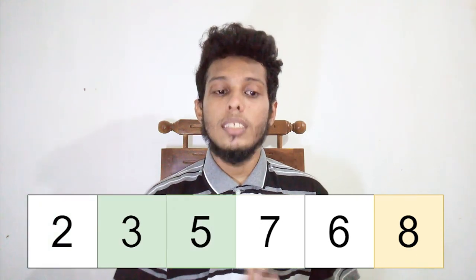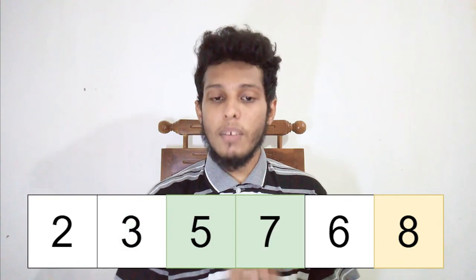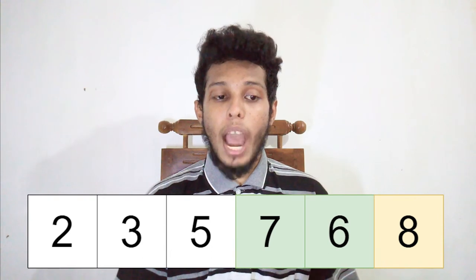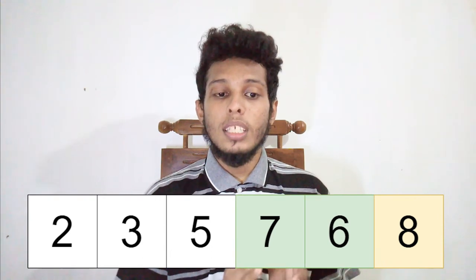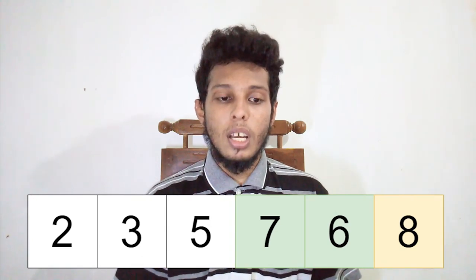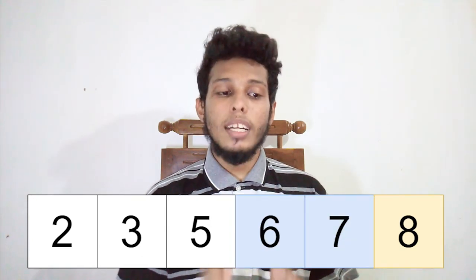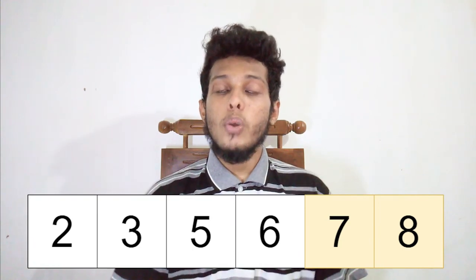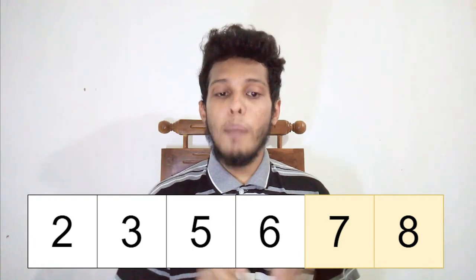Then we have to start from the beginning. We have to compare the value 2 with 3, 3 with 5, 5 with 7, and 7 with 6. For 7 with 6, we have to swap the values because 7 is greater than 6. This process will happen until all the elements are placed in the right position in ascending order. Here, you can see that the values are in order, so I am going to visualize the final result.